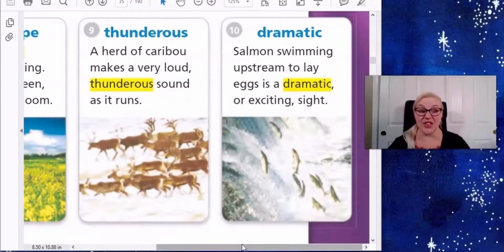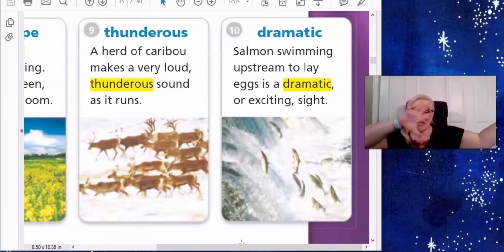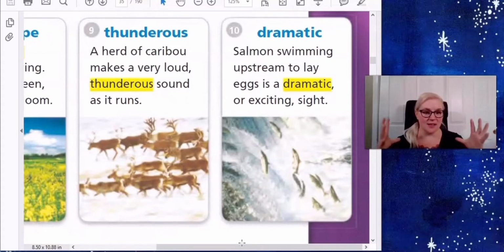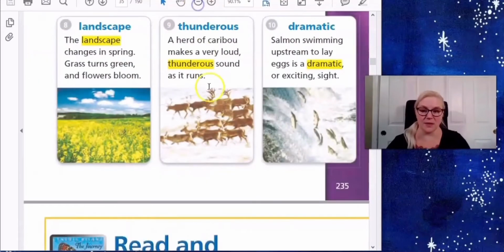Number 9, thunderous. A herd of caribou makes a very loud, thunderous sound as it runs. And number 10 is dramatic. Salmon swimming upstream to lay eggs is a dramatic or exciting sight. So something that's really big and kind of in your face and super cool is dramatic. So these are our vocab words for the week.